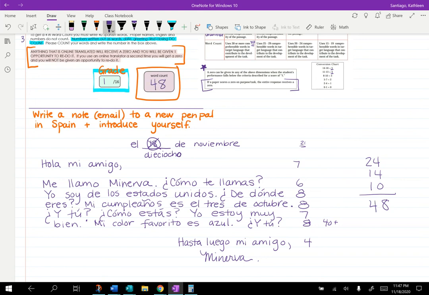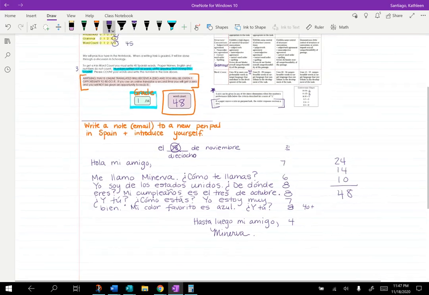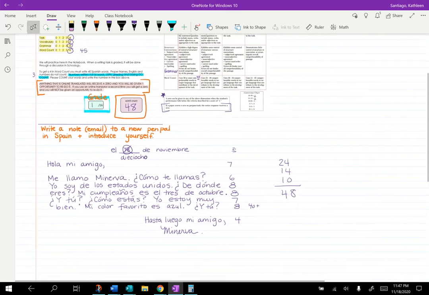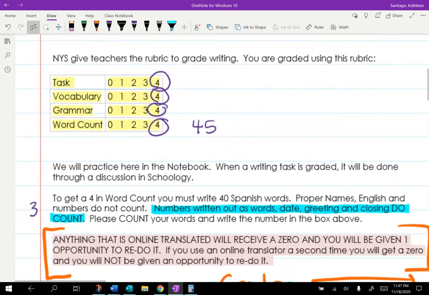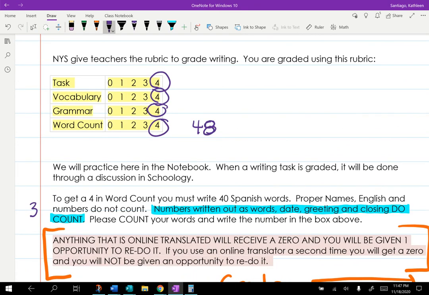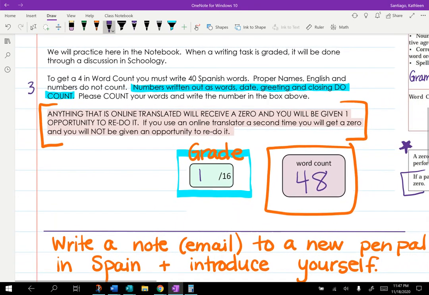Then if Mrs. Santiago has to count your words, you just lost a point in the word count. I will count them, but you're going to take a penalty for it. Okay, so I'm going to change this. I had 48 words. So I definitely made the word count, and I got a 16 out of 16. And you know me, if I did that good, I get a smile.